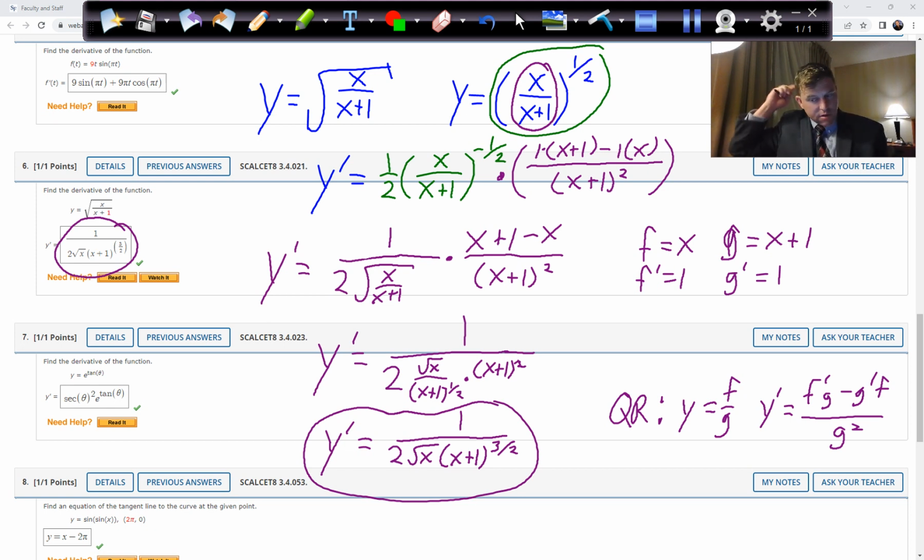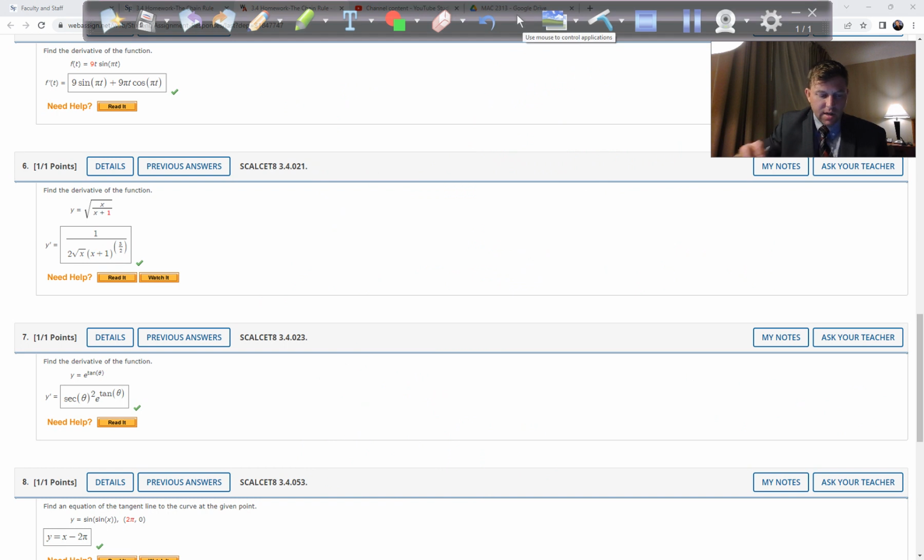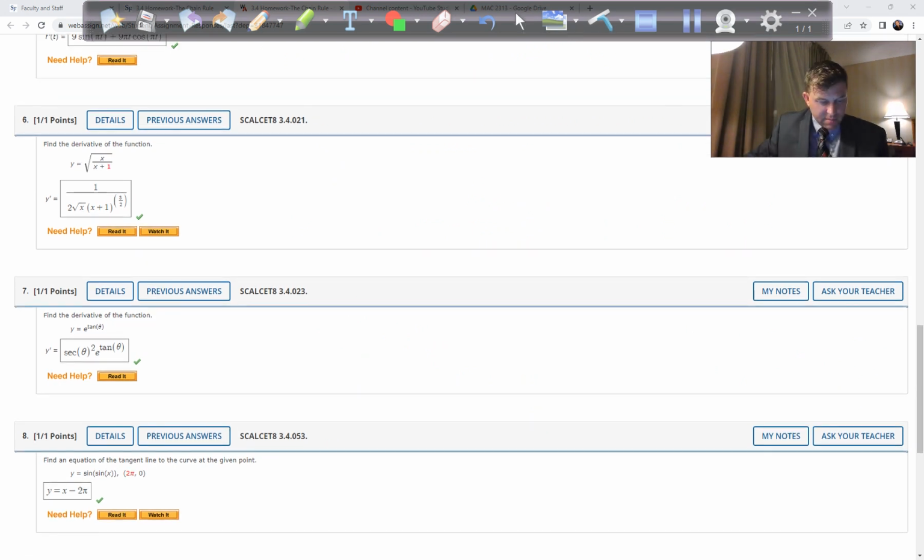So quotient rule can be a bit of work, but you just got to write everything down and keep track of it. And these algebra steps look a little confusing with the fractional powers and negative powers and combining them. But look at what I did here and try to decipher it. If you get lost, let me know. I'll walk you through it a little slower. Otherwise, let's move on to problem 7.